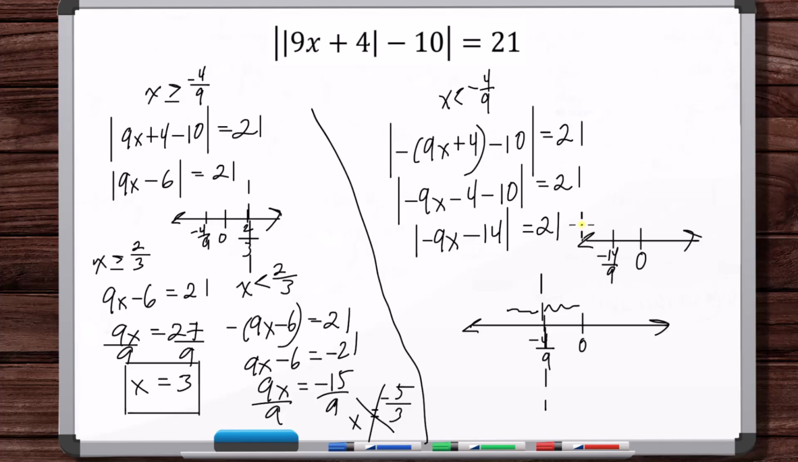is a crossover point. Okay, but now you want to be careful. You don't just analyze this on the entire left and the entire right. You have to remember we're only in this region here. So where's -4/9? That's somewhere in here. So let me draw this again.